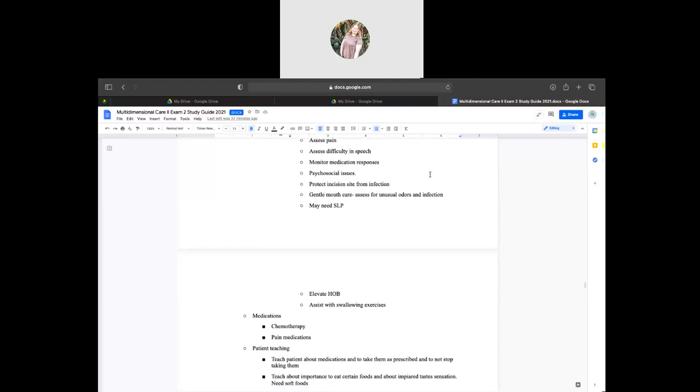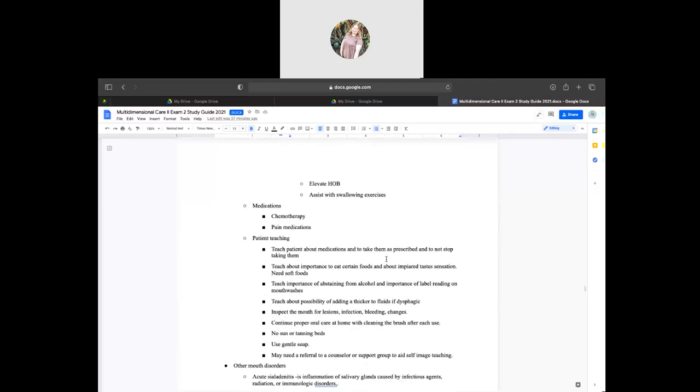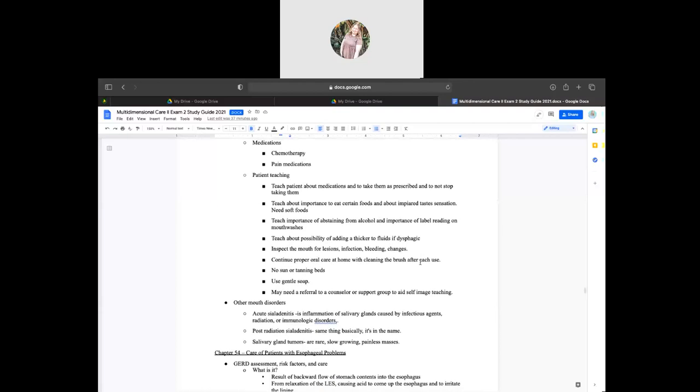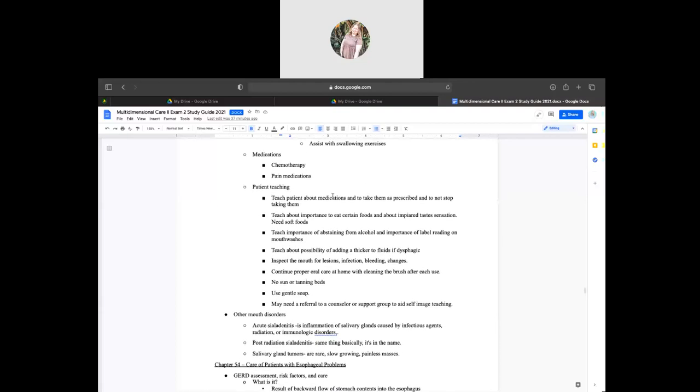Always gentle mouth care. Assess for unusual odors and infection because that might be a problem. You can help with swallowing exercises. Some medications, there's various medications, chemotherapy agents, and then pain meds if they're in that much pain and need to take like an oral dose of codeine or something.